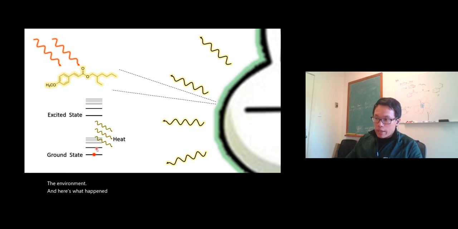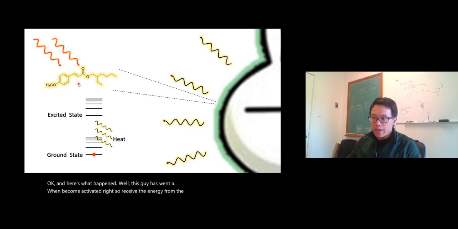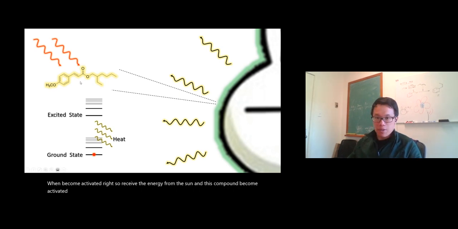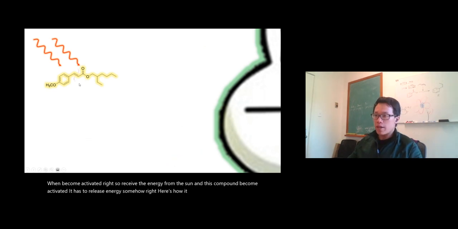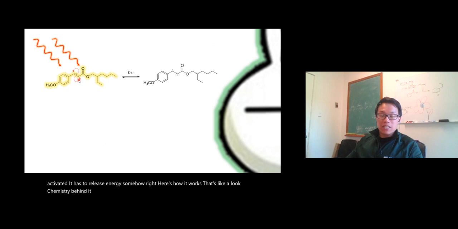Here's what happens. When this compound becomes activated, receiving the energy from the sun, it has to release energy somehow. Here's how it works. Let's take a look at the chemistry behind it. The double bond is easiest. The pi bond in here is probably the easiest to break.